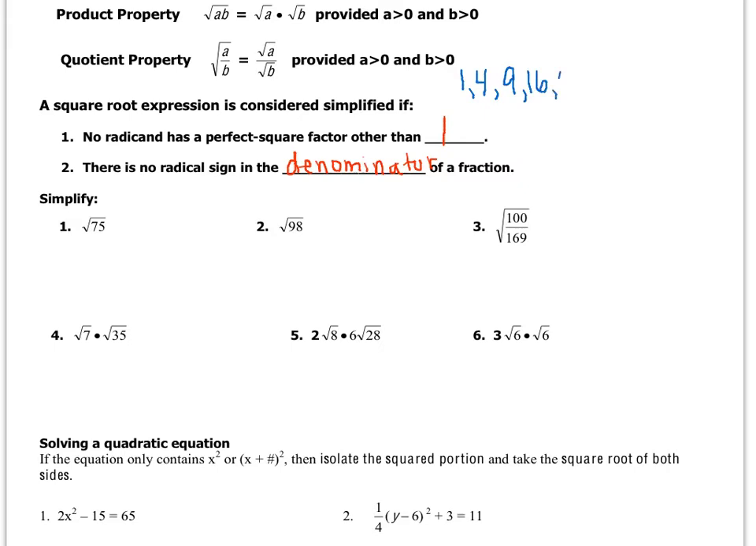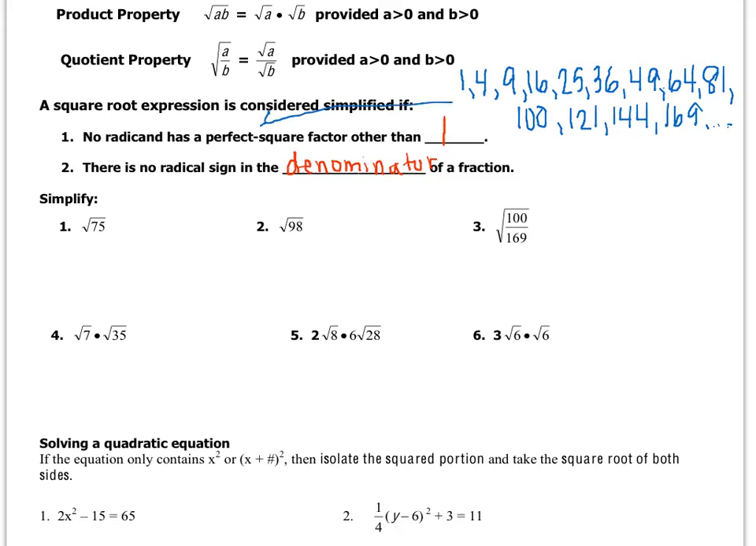16, 25, 36, 49, 64, 81, 100, that's 10 times 10, 121, 144, 169, so I got up to 13 times 13. And they obviously keep on going. But those are our perfect squares, and that's what this is talking about right here. Those numbers cannot go into the radicand.